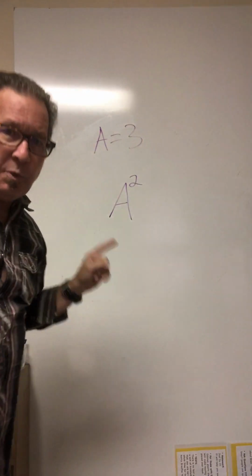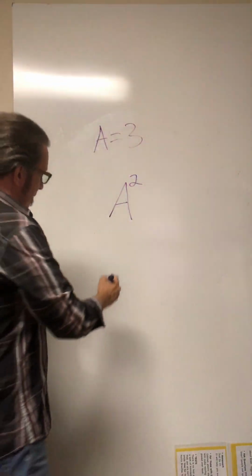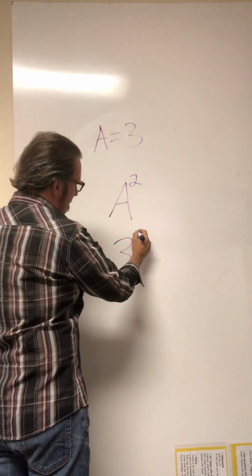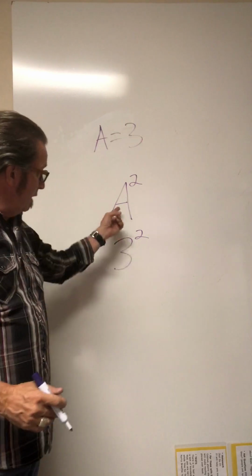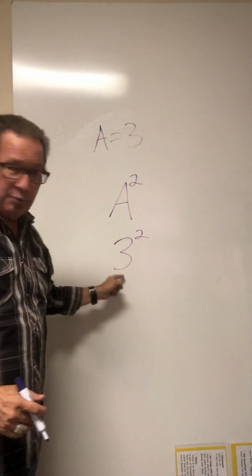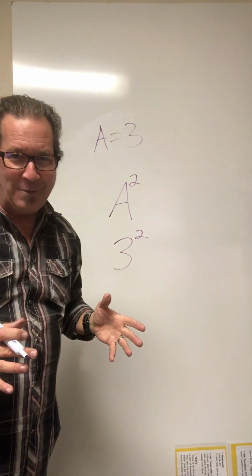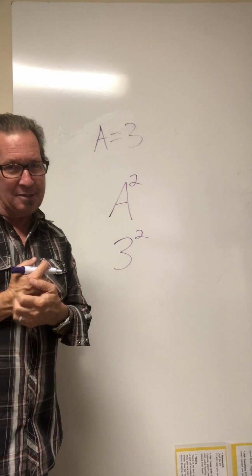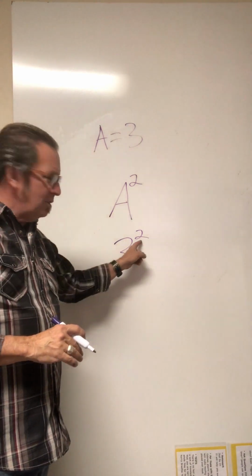So what that means is whenever I see an A, I'm going to turn it into a 3. So rather than saying A squared, I'm going to say 3 squared. Okay? 3 squared. Would you agree? We said A equals 3, so 3 squared. All right. What is 3 squared? This is the classic place where people make mistakes.